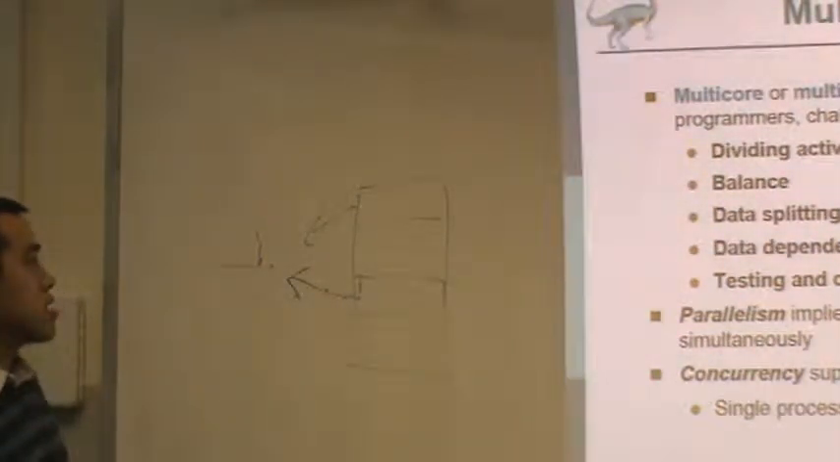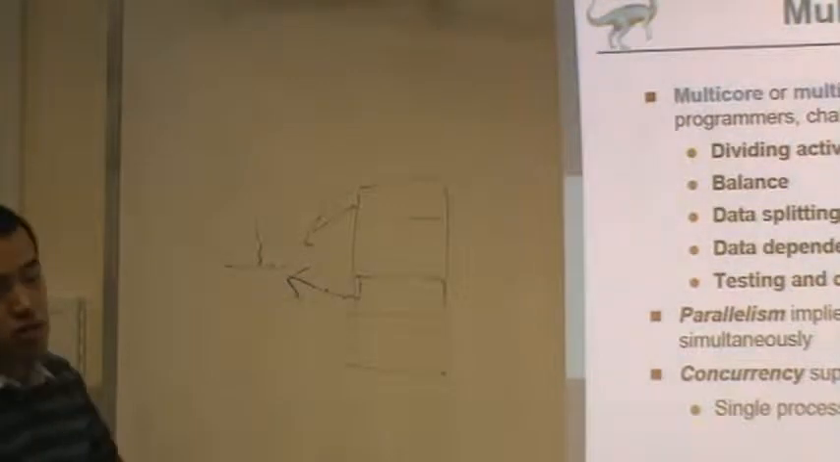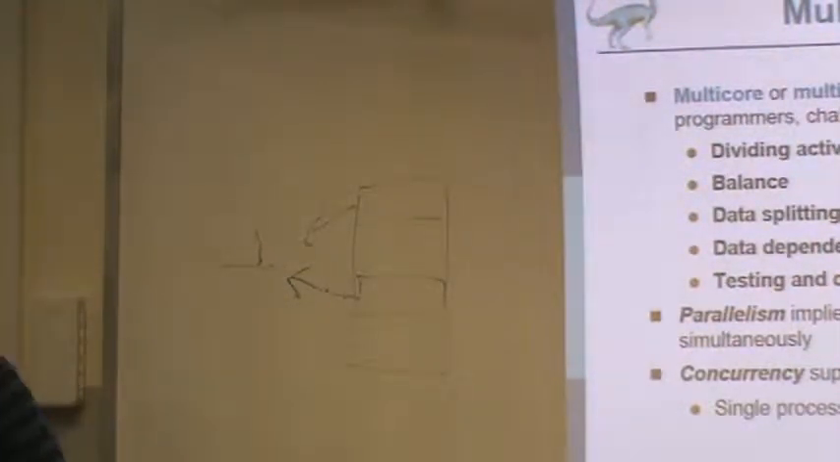Also, balance is the same. If we create different threads, and one thread uses 10% of the CPU while another uses 90% of the CPU, it doesn't get the whole benefit of multi-threading.